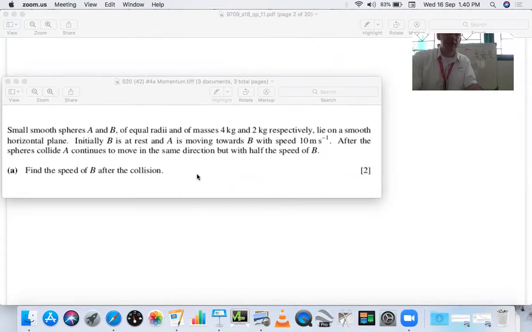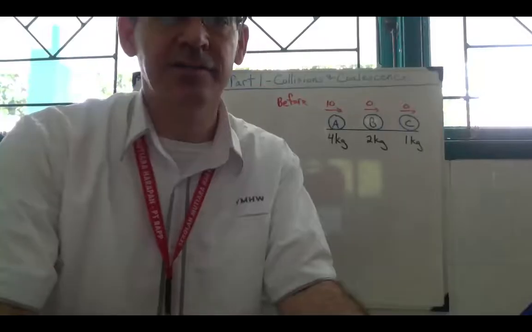Initially, B is at rest and A is moving towards B with a speed of 10 meters per second. After the spheres collide, A continues to move in the same direction, but with half the speed of B. Find the speed of B after the collision.